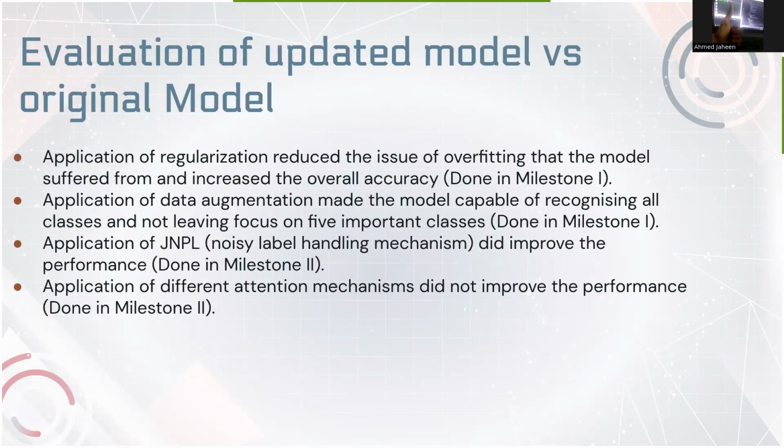Final milestone. Yeah, and the evaluation update versus our original. We did application of regularization to reduce the overfitting in milestone 1. We did data augmentation actually in milestone 1, which increased the accuracy. And we did the JNPL, which is a noisy label handling mechanism, and it improved our performance. And finally, we did test the different attention mechanism. However, it didn't improve the performance of our model, which is done in this milestone.